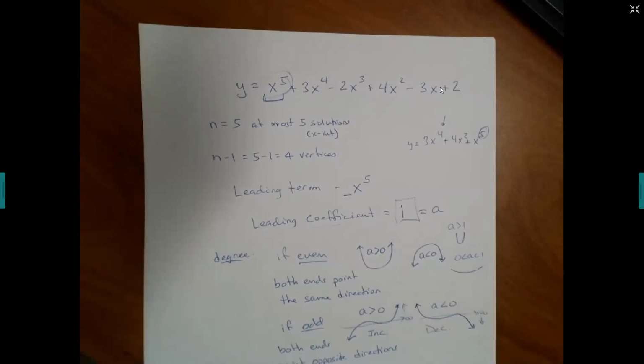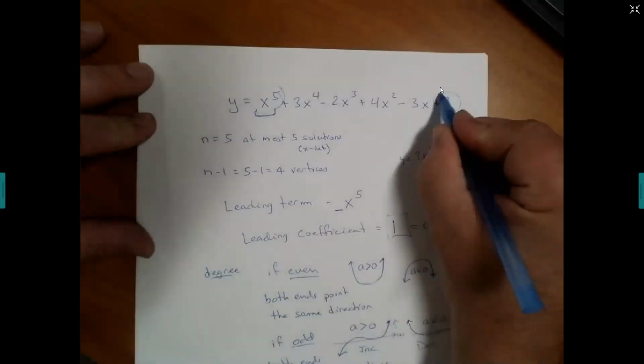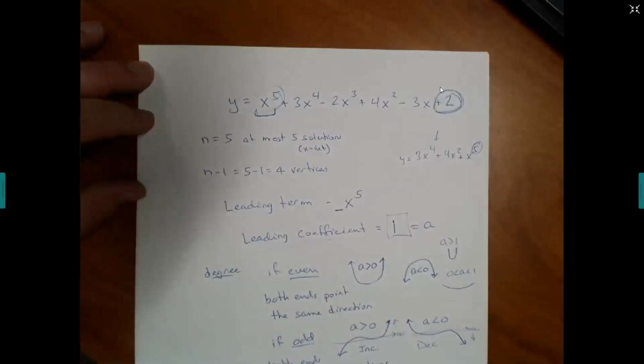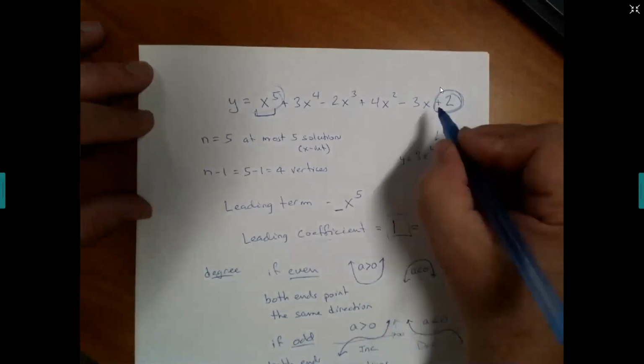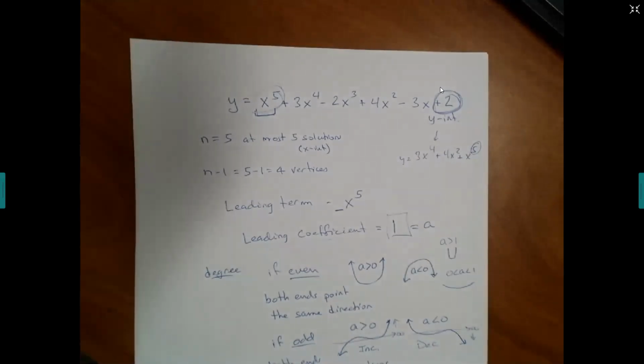So again, just by looking at this, we can tell whether it's going to be skinny, fat, pointing up, pointing down, how many vertices, and we also can tell our y-intercept. So we basically were formulating what the graph is going to look like way before we even touch it. So we know basically what it's going to look like.